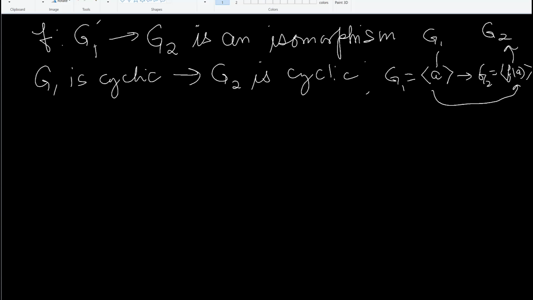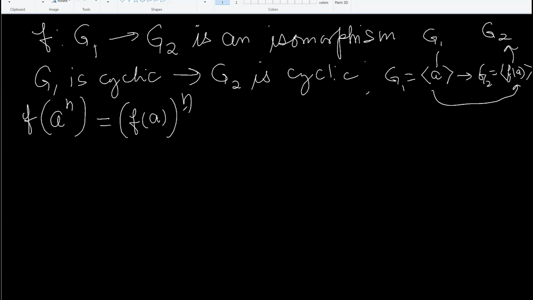that any element in G1 is an integer power of a, right? So to show that G2 is generated by f(a), let's try this first: that f(a^n) is the same as the nth power of f(a).